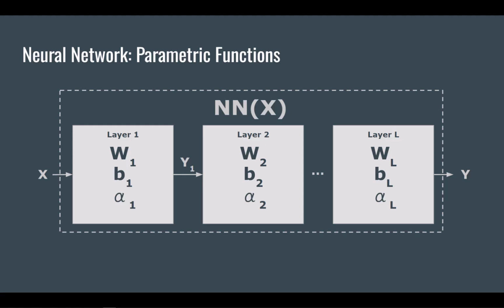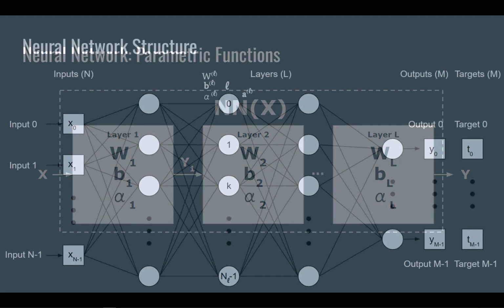In the previous lesson, we ended up presenting and discussing this diagram, which depicts a neural network as a layered parametric function of x. The input x is progressively processed through the layer's parametric functions, where the parameters are the weight matrix, bias array, and activation function. We'll take a more detailed view of this structure in the next diagram.